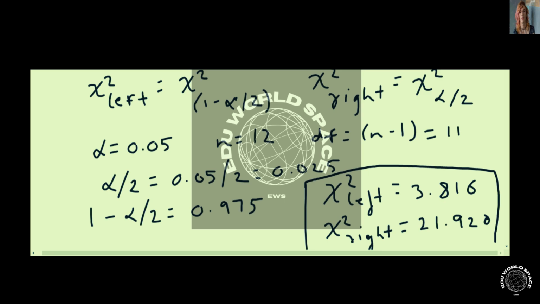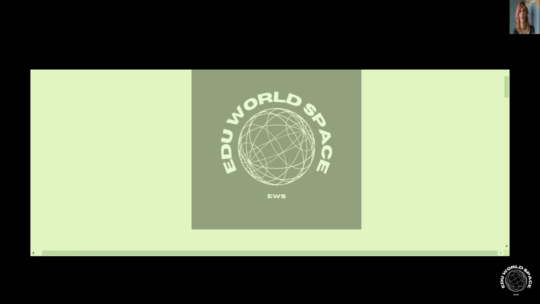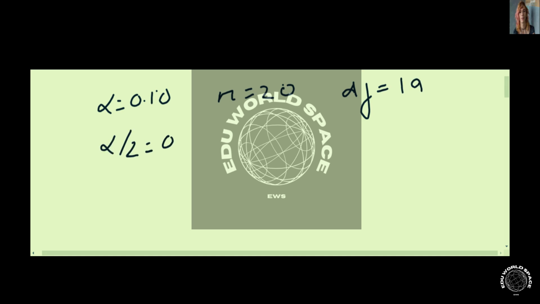Now let's use the same method for parts B to E. For part B, we've been given alpha is equal to 0.10. N is 20. Degrees of freedom would become 20 minus 1, which would be 19. Alpha by 2 would be 0.05. And 1 minus alpha by 2 would be 0.95.